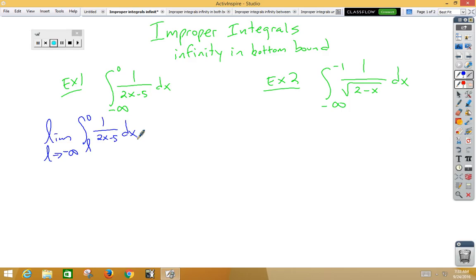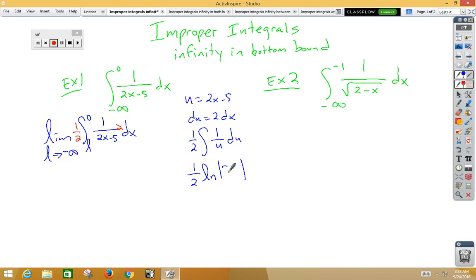This is a simple u sub, so if u is 2x minus 5, du is 2 dx. We don't have a 2 dx, so if we put a 2 on the inside, we're going to have a 1/2 on the outside. So now we have 1/2 integral 1 over u du, which is natural log. So we have 1/2 natural log, absolute value. Very important to put the absolute value here of 2x minus 5.